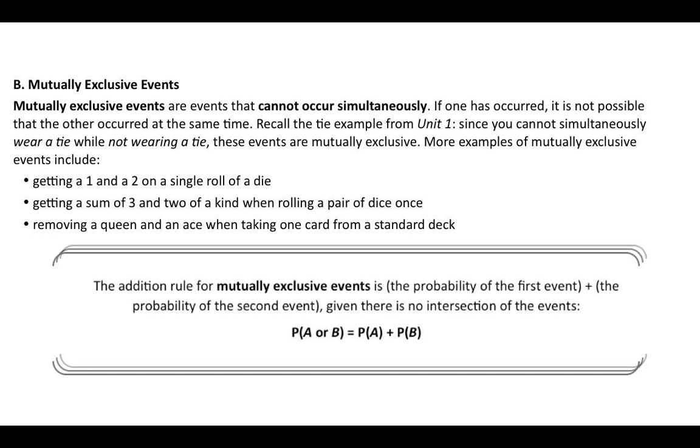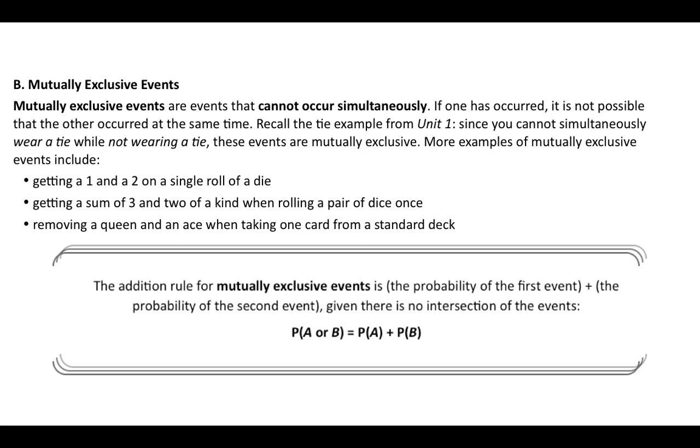So, mutually exclusive events. We've looked at lots of Venn diagrams, and almost all of them have had the circles overlap, right, which is non-mutually exclusive. So let's talk a little bit more about mutually exclusive events. These are events that cannot occur simultaneously, as we've talked about in permutations and combinations, and now in probability. So if one event has occurred, it is not possible that the second occurred at the same time.